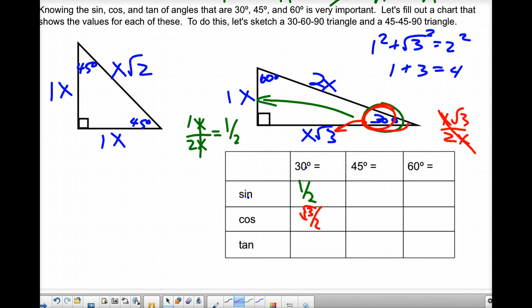Tangent of 30 would be opposite. So here's my 30. Opposite, 1x over adjacent, x root 3. X's cancel, I get 1 over root 3, which you shouldn't leave. You should change that to square root 3 over 3. Rationalize the denominator.